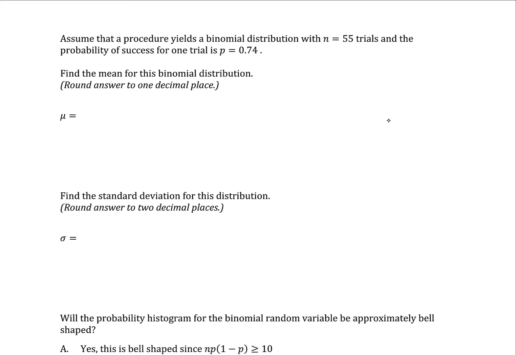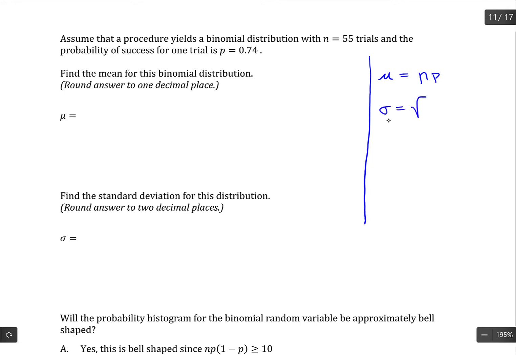Assume that a procedure yields a binomial distribution with n equals 55 trials, and the probability of success for one trial is p equals 0.74. Find the mean for this binomial distribution. Well, to work a problem like this, what we have to use are simple formulas: mu equals n times p, and sigma equals the square root of n times p times q.